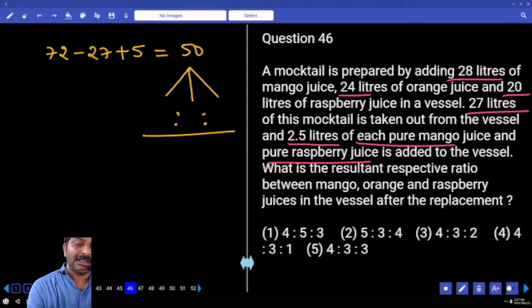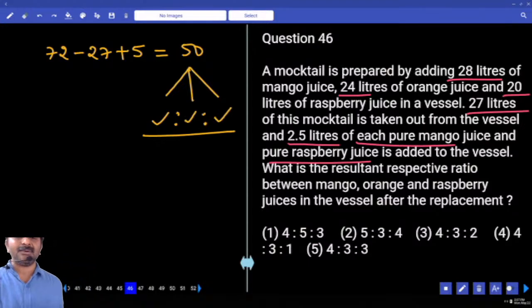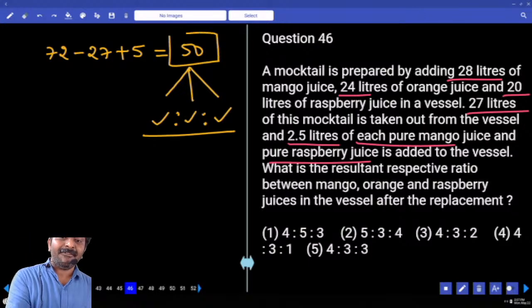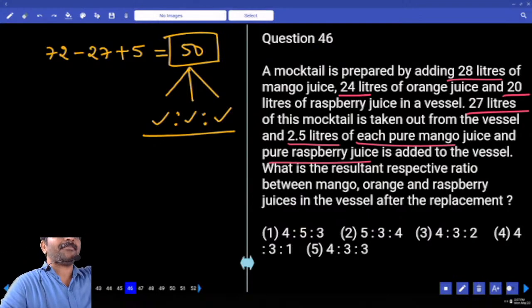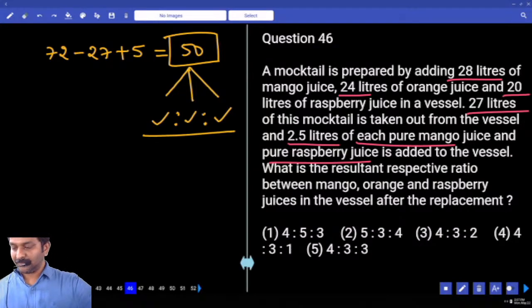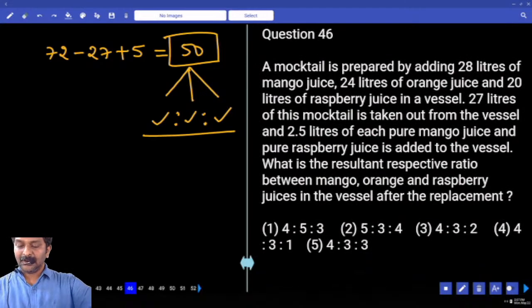Come on. The sum of the total number of parts in these three values must be a factor of 50. Yes or no? Come to the options. Total how many parts are there? Come on. Is 12 a factor of 50? Eliminate. Next.